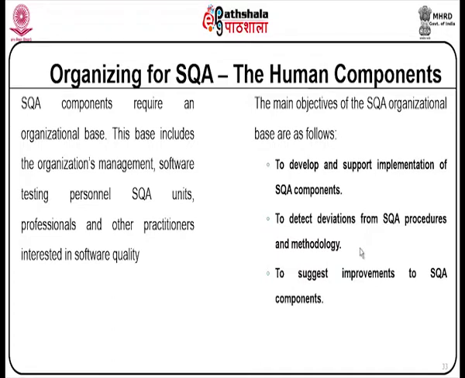Organizing for software quality assurance, the human components. Software quality assurance components require an organizational base. This base includes the organization's management, software testing personnel, software quality assurance units, professionals and other practitioners interested in software quality.